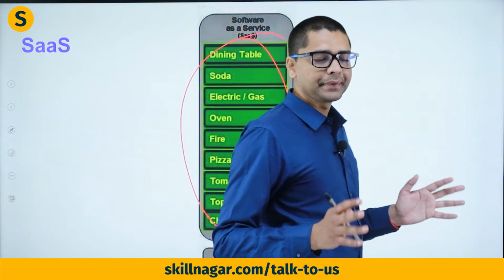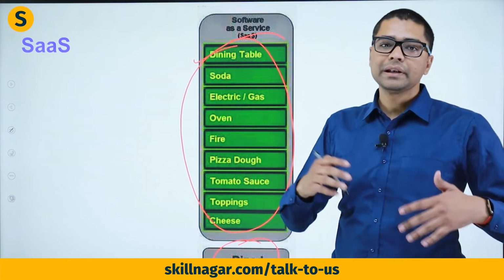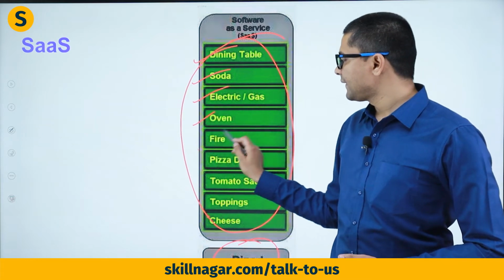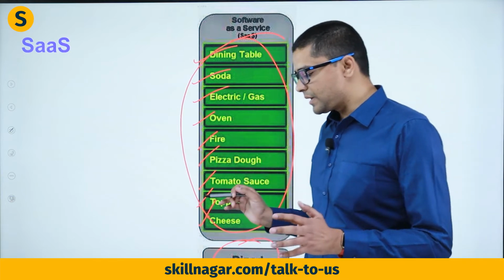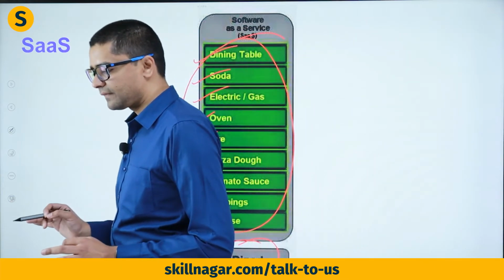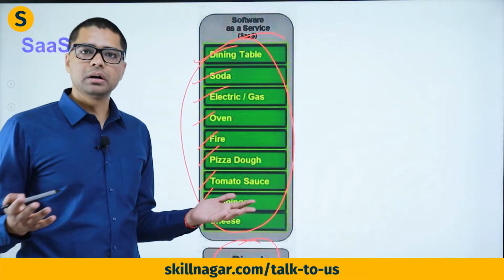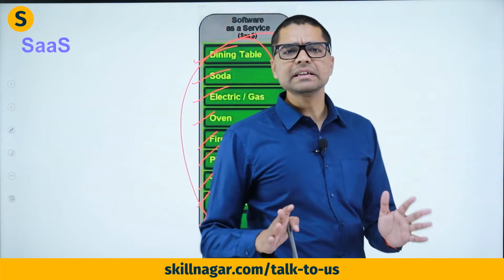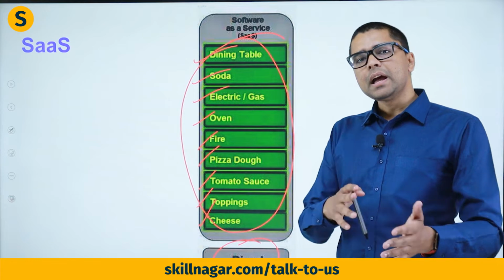Now here's what happened. Here I'm not worrying about the dining table. The particular restaurant owner, if I may, is managing that. The soda, gas, oven, fire, pizza dough, tomato sauce, topping, or cheese, if I may, everything from baking to serving to arranging the, I should say, the arrangement, utensils, security, everything is managed by them. I just go there, eat my pizza, pay the bill and come out.